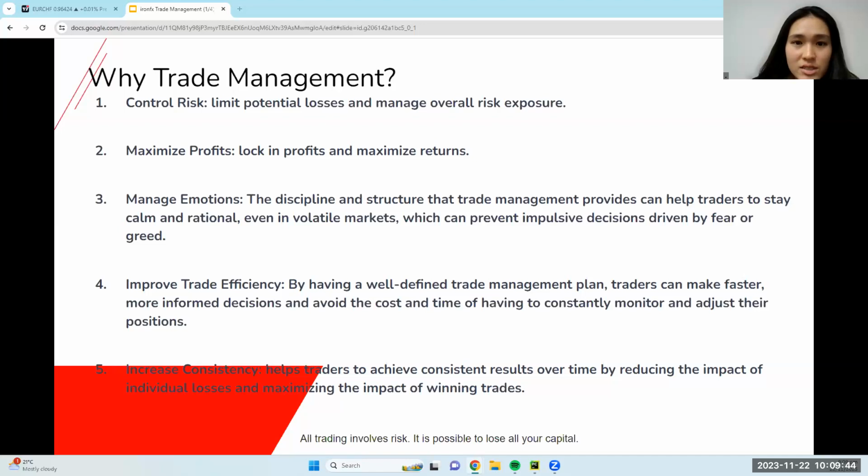For many traders who have full-time jobs, if they have a proper trade management strategy, you can actually just lock in your trades and ensure your stop loss and take profit levels maximize your profits, and then just go about your day and come back at the end of the day to check your results. Lastly, we have to increase consistency. Effective trade management helps traders to achieve consistent results over time by reducing the impact of individual losses and maximizing the impact of winning trades.